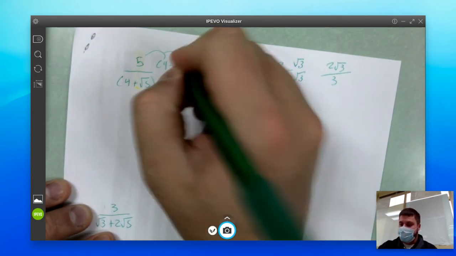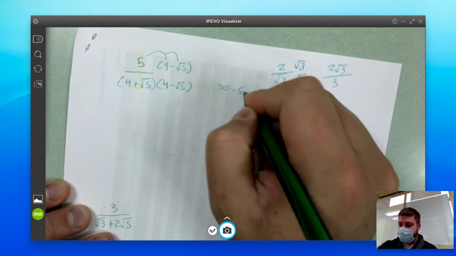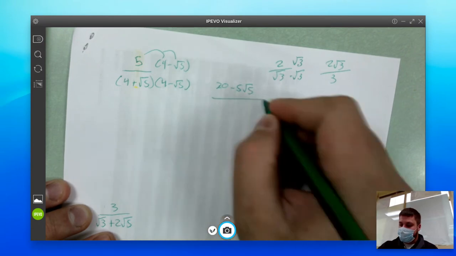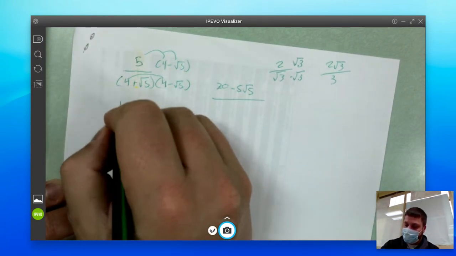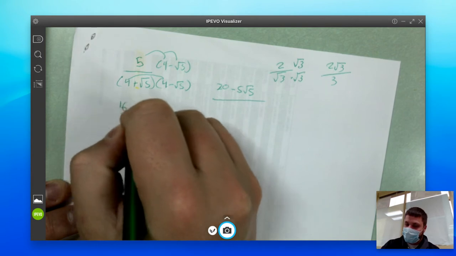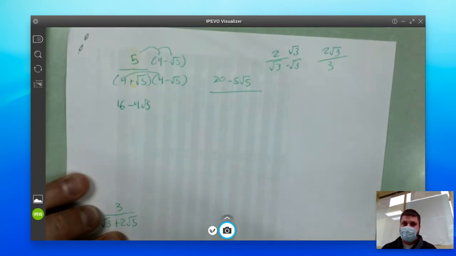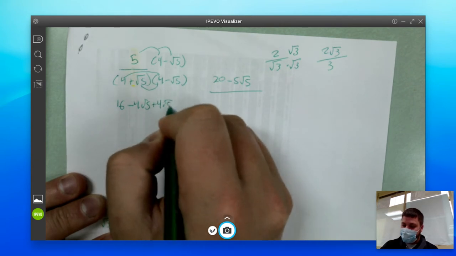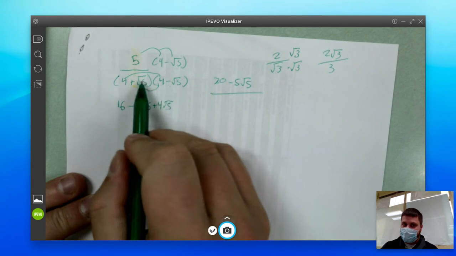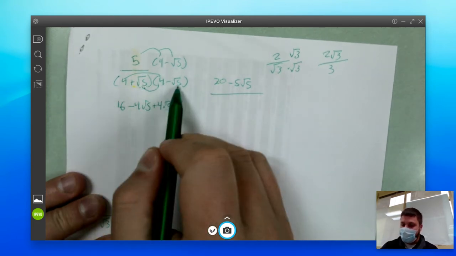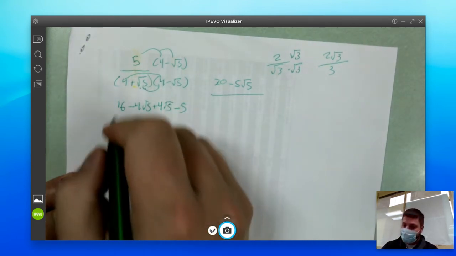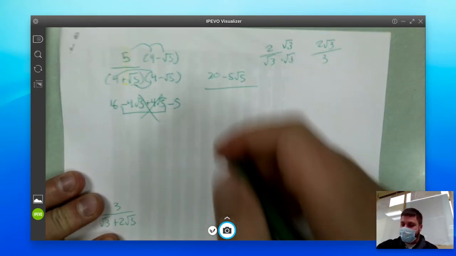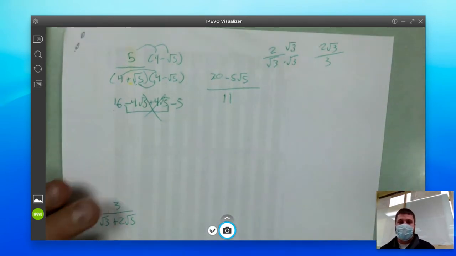Okay, so on the top, I've got 20 minus 5 radical 5. Okay, and on the bottom, I've got 4 times 4 is 16. 4 times negative radical 5 is minus 4 radical 5. Radical 5 times 4 is plus 4 radical 5. And radical 5 times negative radical 5, a positive times negative is a negative. Radical 5 times radical 5 is 5. So notice that these two terms in the middle here will cancel. 16 minus 5 is 11. And I'm done.